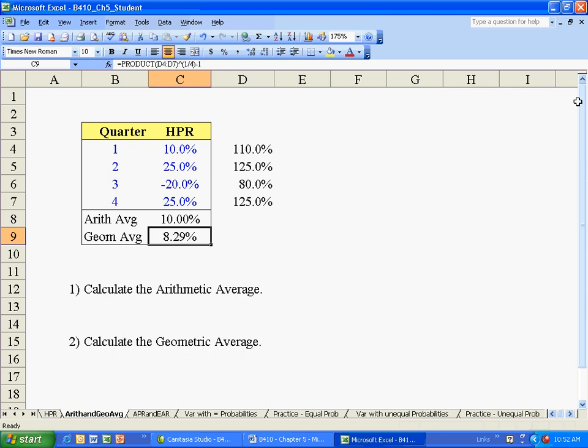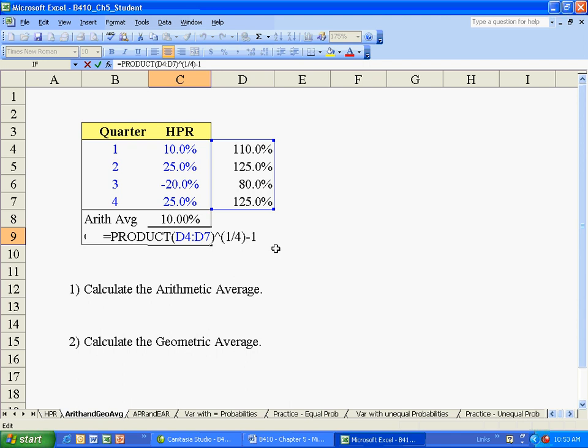So basically what I'm saying to you is if you took $100 and invested it at 10% for this period and then received a 25% return in that period and then reinvested the money again the next period and had a 20% loss and then reinvested that and had a 25% gain, the future value of all of those would be identical to just saying if you invested $100 at 8.29% for 4 periods, you'd have exactly the same future value. I'll work through an example in just a second.